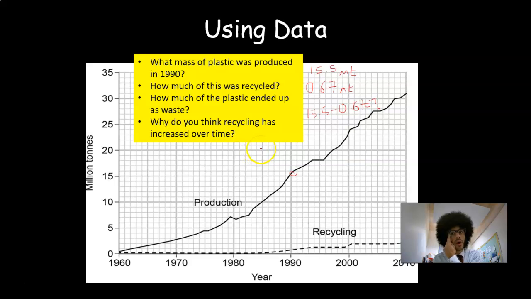And then finally, why do you think recycling has increased over time? Now, this is where you have to bring your own knowledge to the fore. We know that recycling must happen of plastic because it's a finite resource, okay? And so you could say because it's finite and in order to make the whole process more sustainable. And then from there, you can talk about the way in which you're trying to meet the needs of the current generation without compromising the needs of the future generation. And that would be quite a nice, complete answer.